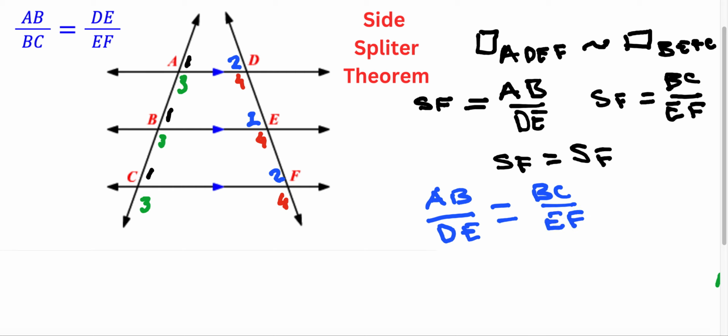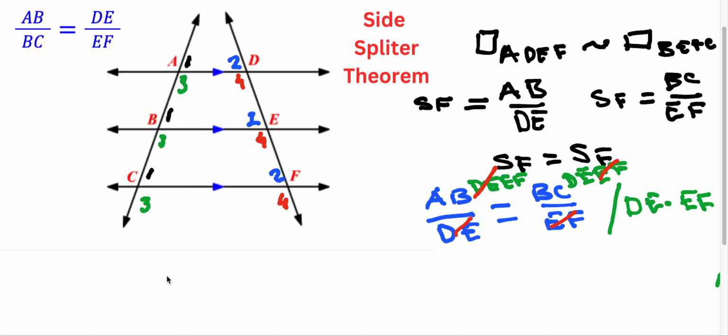And now let me multiply everything by DE times EF. If I multiply everything, for example here DE, EF, and here DE, EF. Now what I can do here, I can simplify those. DE I can simplify by DE, and EF I can simplify by the EF.